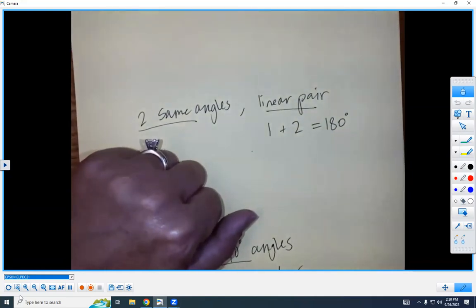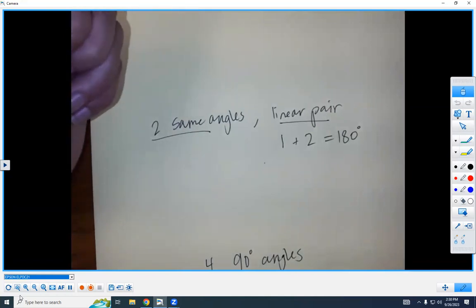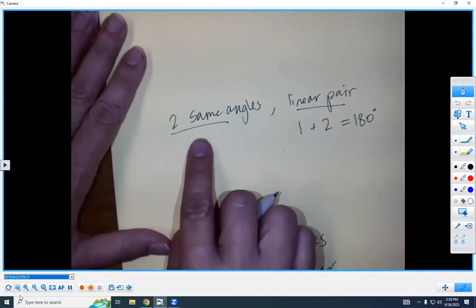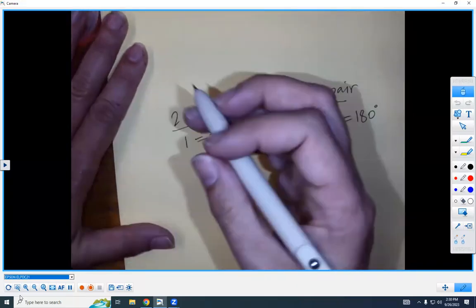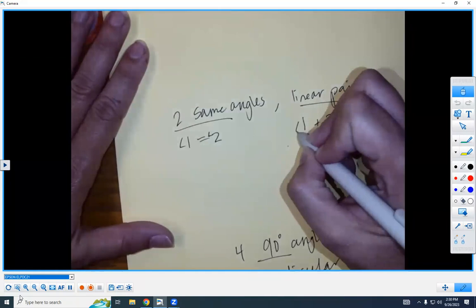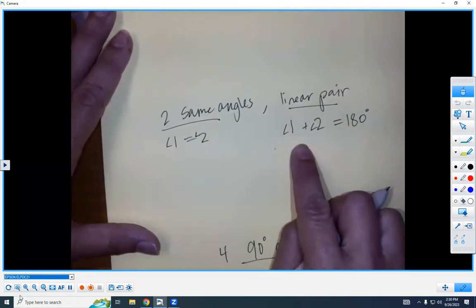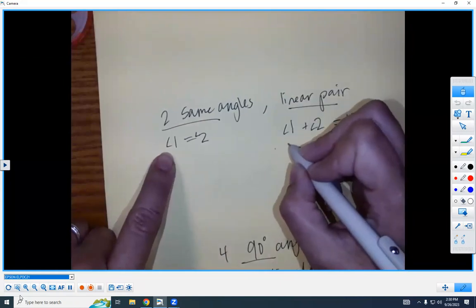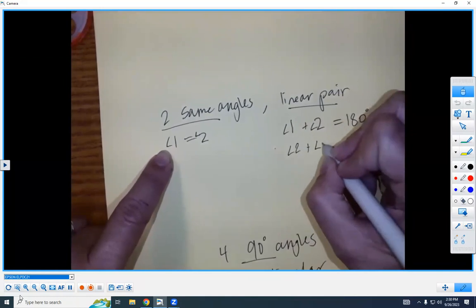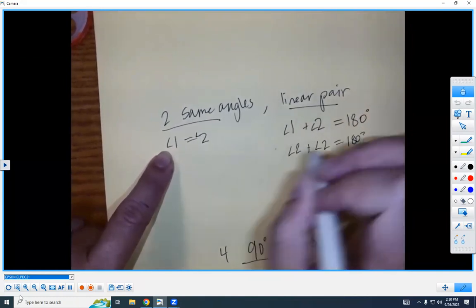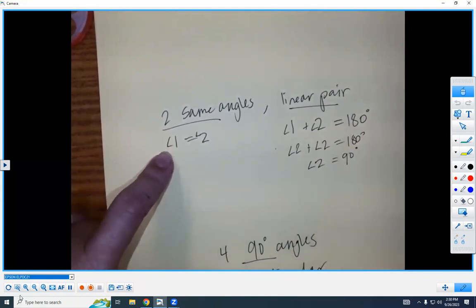Agreed? So you're saying they have to be 90. Why do they have to be 90? They're equal angles, so you have to divide. Because this right here says angle 1 equals angle 2. Couldn't I substitute one of these in? You can substitute either one, it doesn't matter. I'm going to put angle 2 in. So angle 2 plus angle 2 equals 180. So therefore angle 2 has to equal 90 degrees.